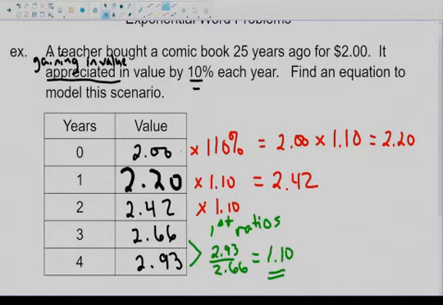So just to recap, we started with $2 multiplied by 110%, which is 1.10, successively each time to get the next value for each successive year. Can we get an equation from this pattern? And that's what I'm going to show you on the next slide.